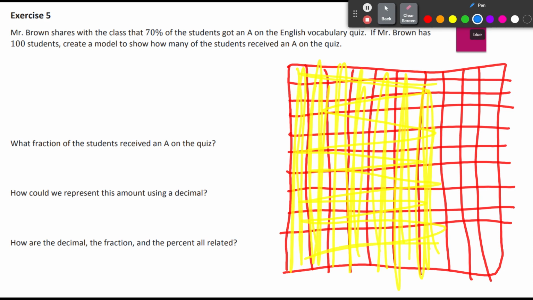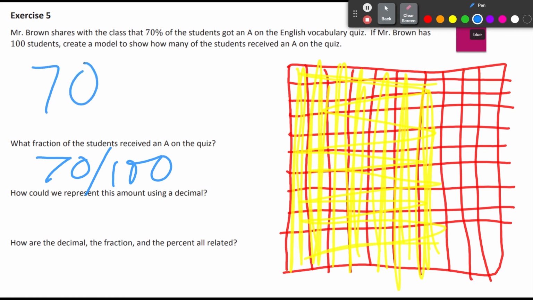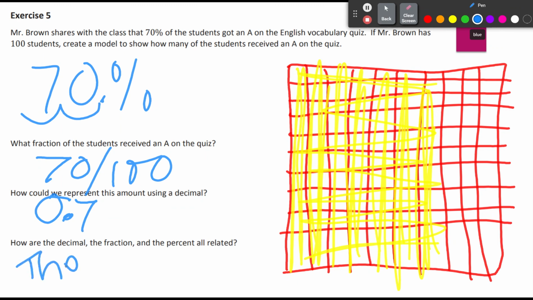So what fraction of the students received an A? That would be 70 over 100, 70 out of 100. And now we want to represent that using a decimal. Remember, if it was 70%, that invisible decimal is after the 7 or the 0, and you're going to move it 2 places. So that means 0.7. Now, how are the decimal, the fraction, and the percent all related? They are all equivalent. They all mean the same thing. So you can write, they are equivalent.